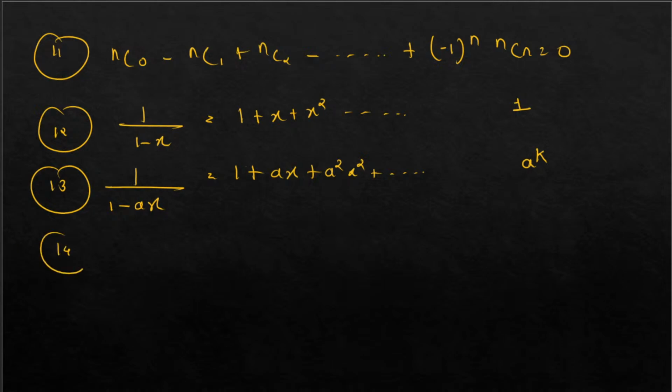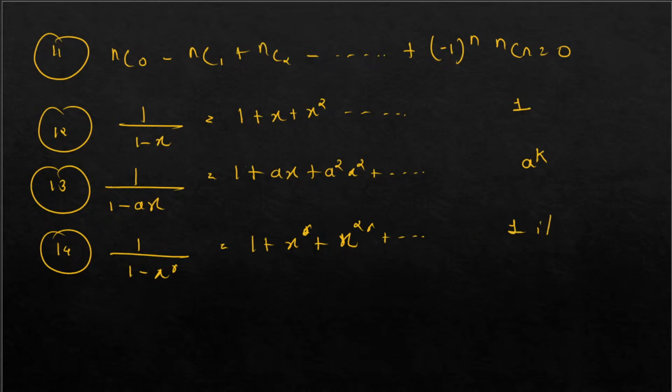So the 14th is 1 over 1 minus x to the r. So this is 1 plus x to the r plus x to the 2r and so on. So the coefficient of x to the k is 1 when r divides k, and 0 otherwise.